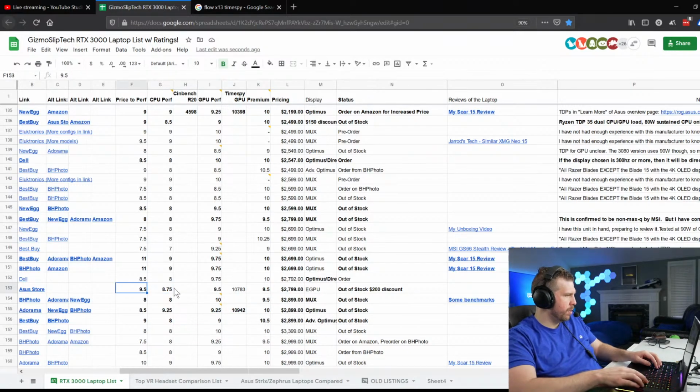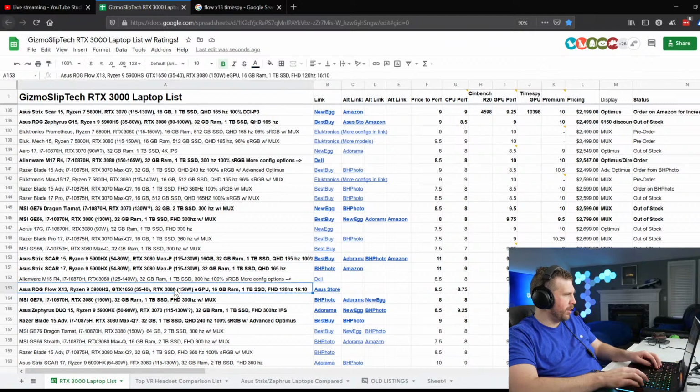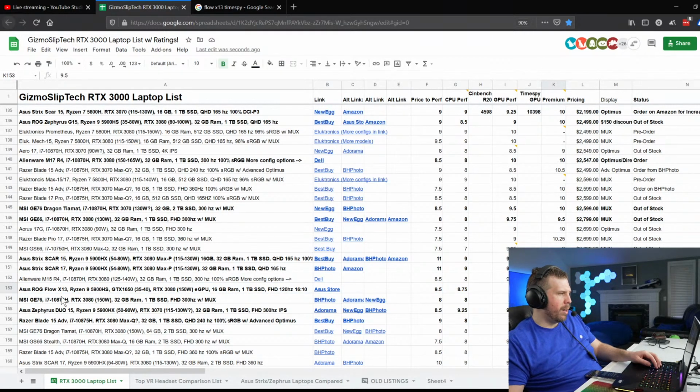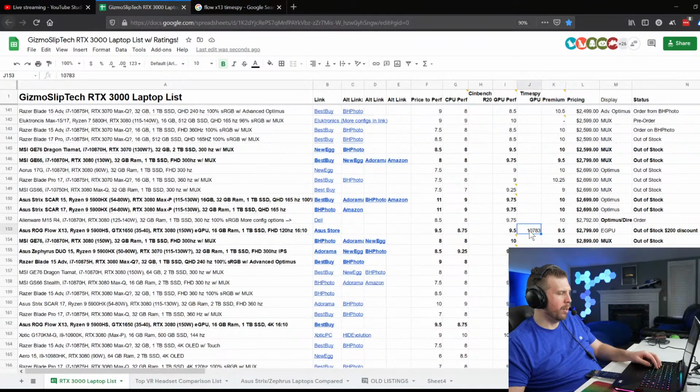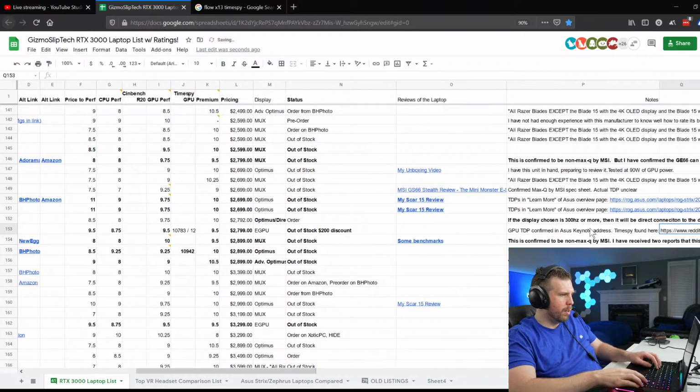So, man, that Flow X13 is looking more and more attractive. Look at that. That is a 12,600 Timespy score through an external monitor. I'm gonna do 12,000. What was it again? 12,625.